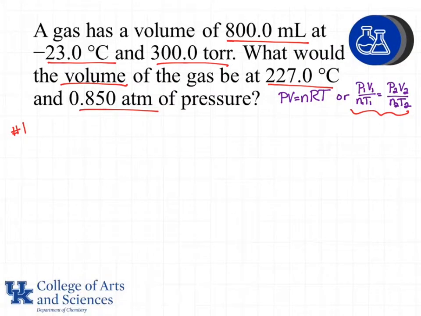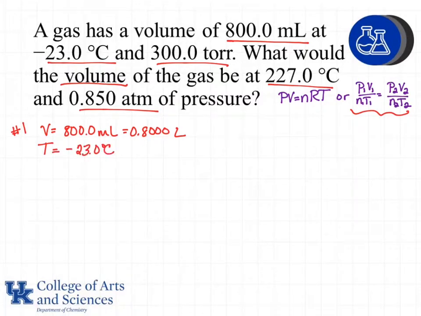For condition set number 1, my volume is 800 milliliters, and I'm going to convert that to liters, remembering that the ideal gas constant has units of liters, so I'm going to keep all my units consistent. My temperature is minus 23 degrees Celsius, and I need to convert that to Kelvin, so I add 273 to get 250 Kelvin.